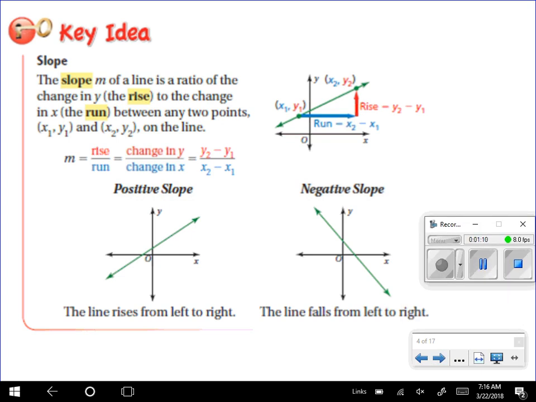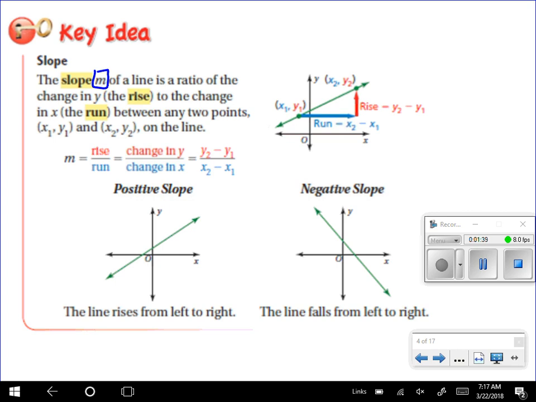Slope is also called m a lot of times, and you'll find out why we call it m tomorrow. But the slope of a line is a ratio of the change in y's, so how much the points move up or down, the rise is what we call that, to the change in x's, or the run, so how much it moves side to side.